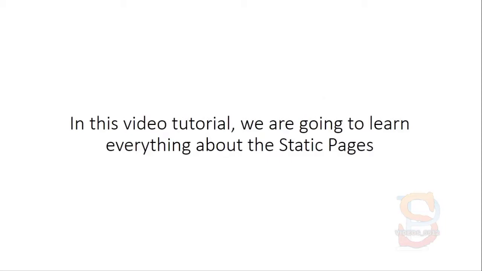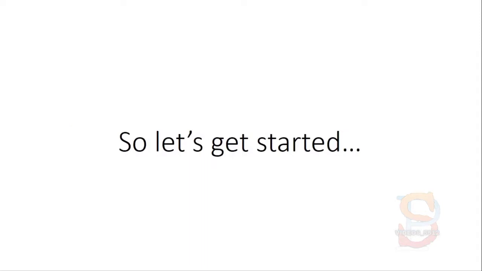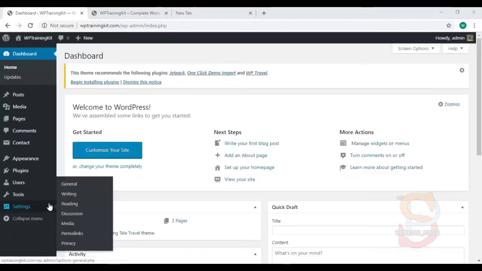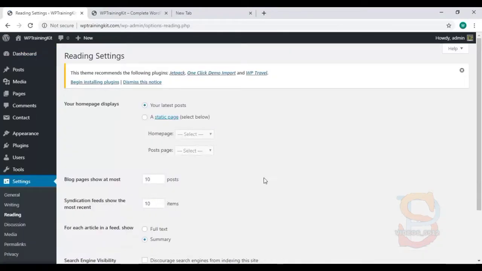In this video tutorial, we are going to learn everything about the static pages, so let's get started. On the WordPress dashboard, go to Settings and choose Reading from it. Here in your homepage displays, you can see an option of the static page. Choose this option, and then for the homepage, you will have an option to select one from all the pages you have created till now.